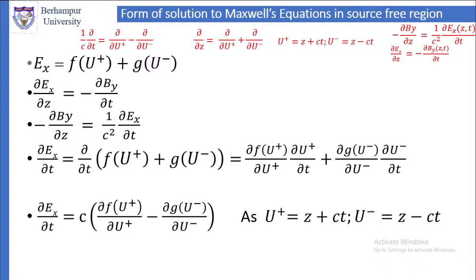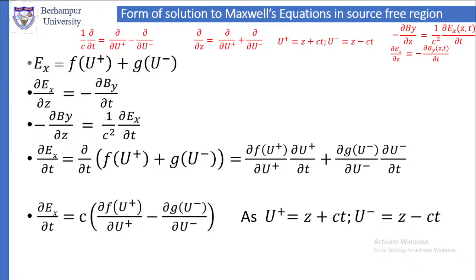Now you know ∂u₊₋/∂t is equal to plus minus c. So put that in. If I take c common from both the terms, then ∂Ex/∂t is equal to c into ∂f/∂u₊ minus ∂g/∂u₋, where f is a function of u₊, g is a function of u₋. So we got an expression for ∂Ex/∂t in terms of f and g. u₊ is equal to z plus ct, u₋ is equal to z minus ct, that we know.